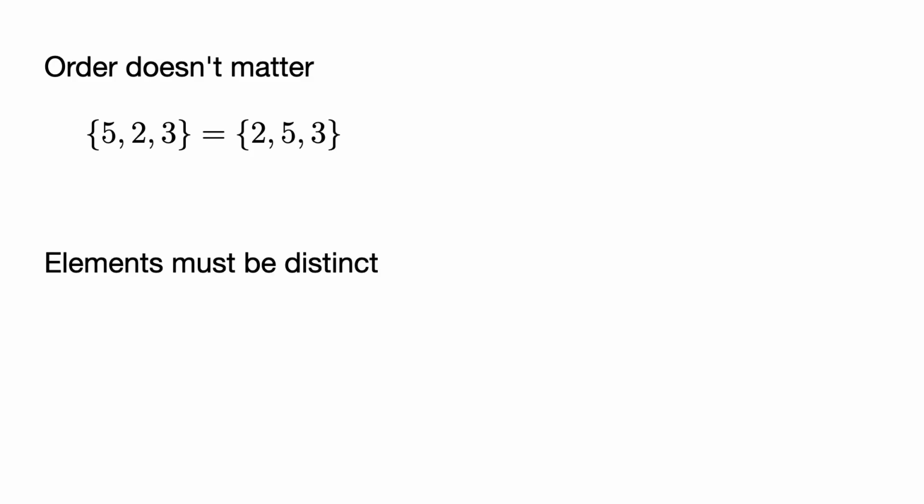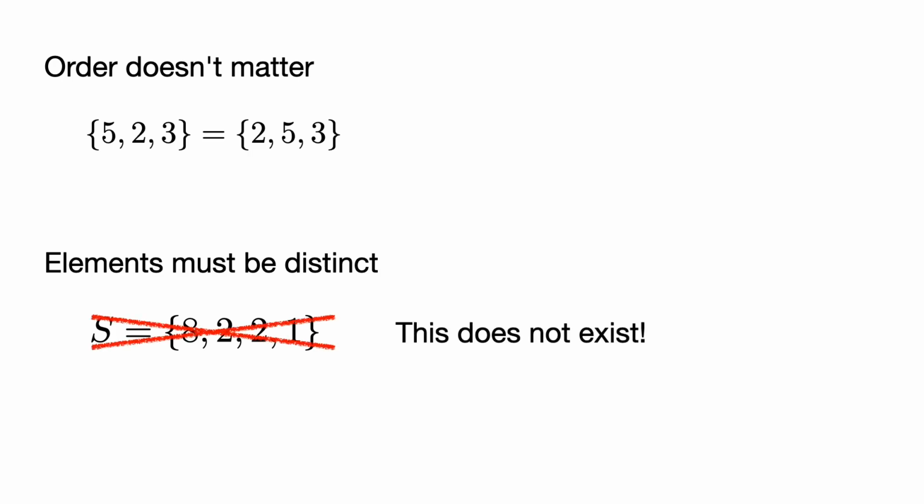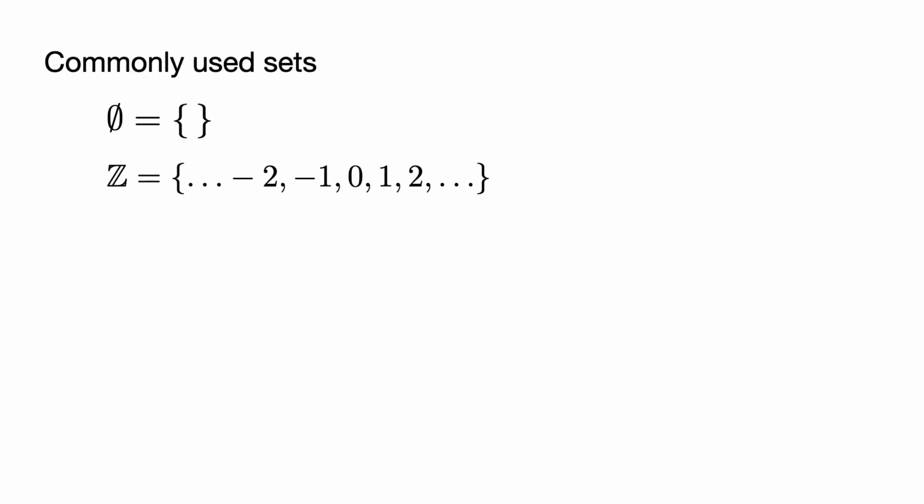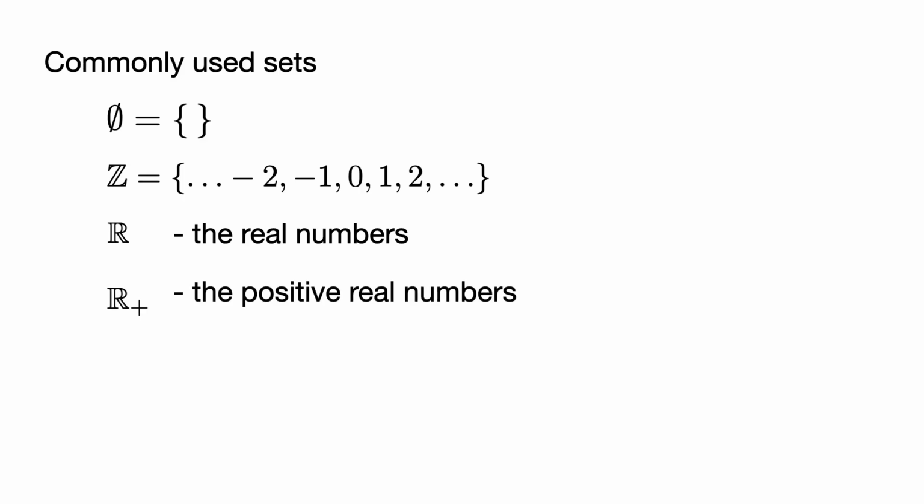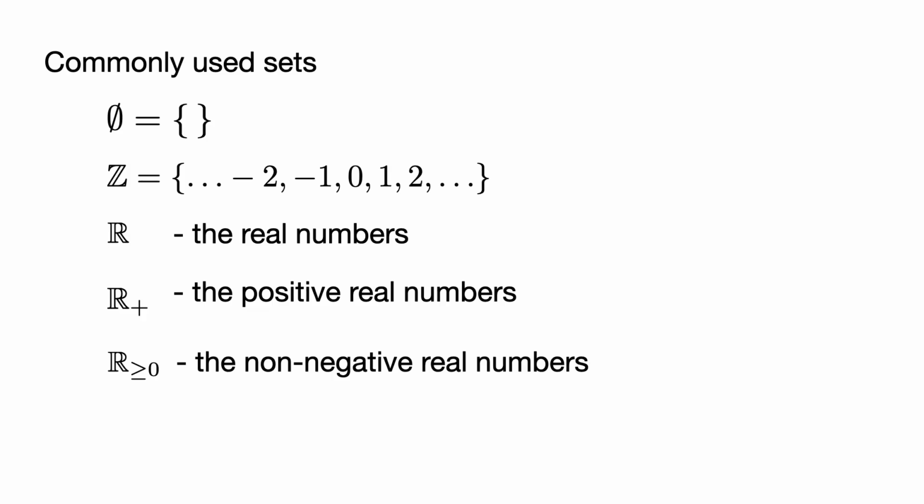The elements of a set must be distinct. So here's notation that looks like it's a set. We're labeling it S, and it has the elements 8, 2, 2, and 1 in it. But since the elements must be distinct, this thing doesn't exist. This is not a valid set. I've shown you two commonly used sets. Here are some more. This fancy R is the set of the real numbers. This is the positive numbers. These are the non-negative numbers. And these are the rational numbers.